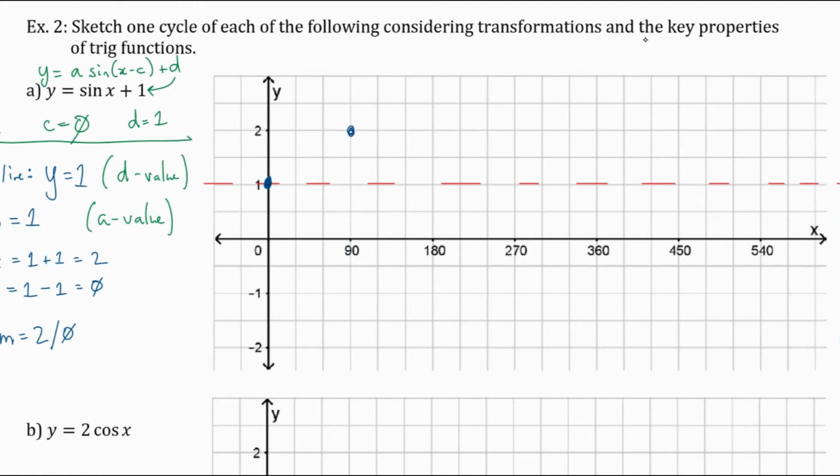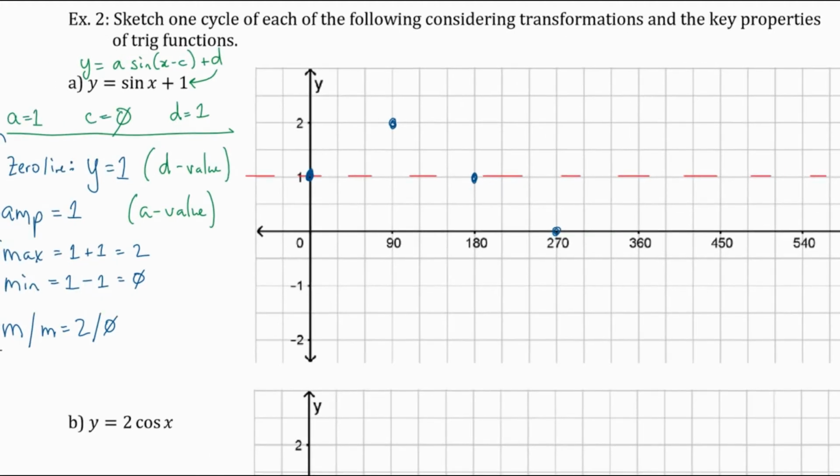3 squares, 3 more squares, back to the 0 line. 3 more squares to the minimum. How do I know what the max and the min are? Remember, we just calculated that. And if this seems strange, how do I know?